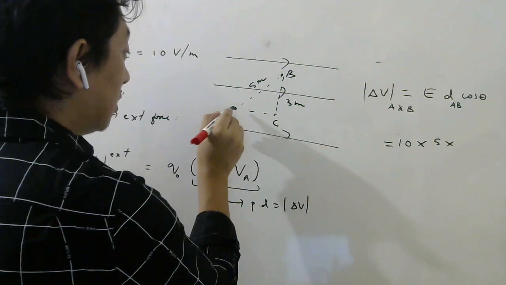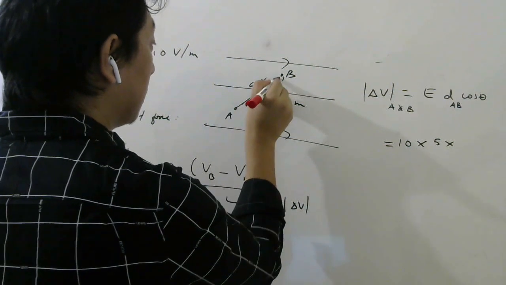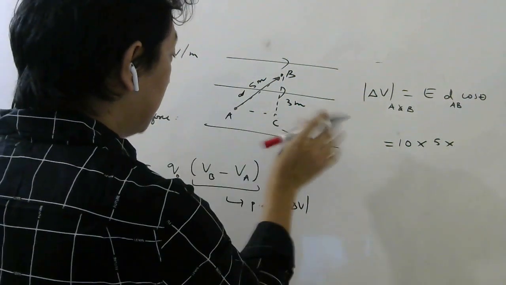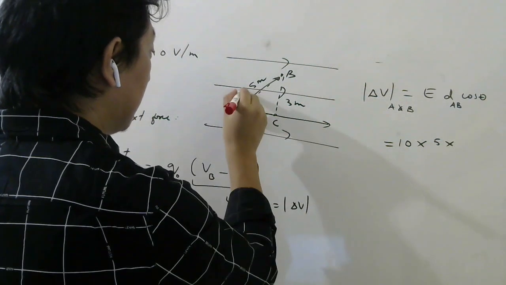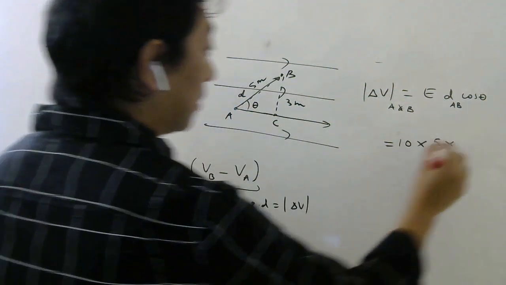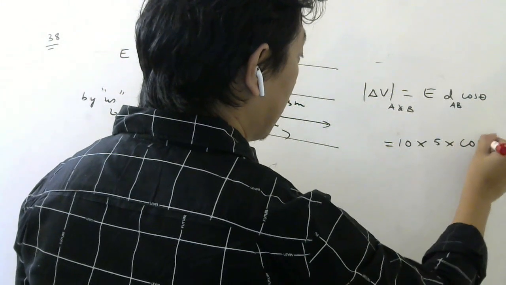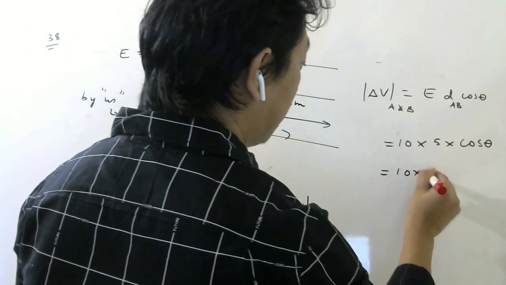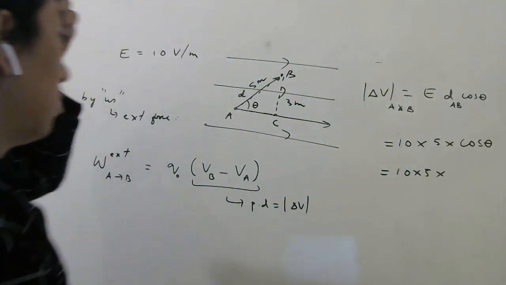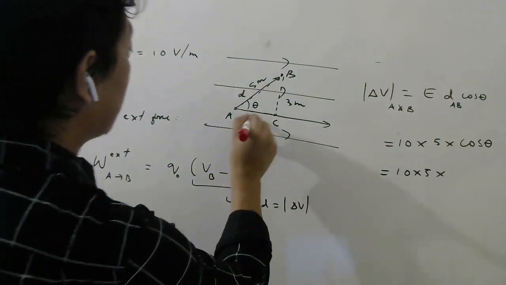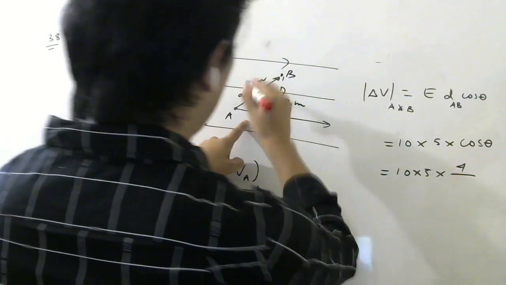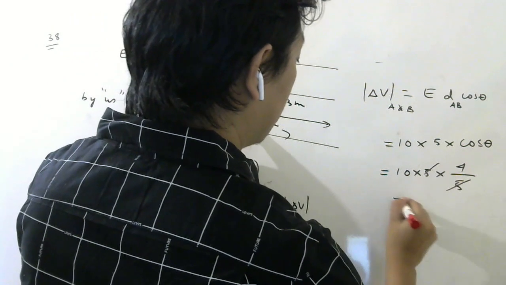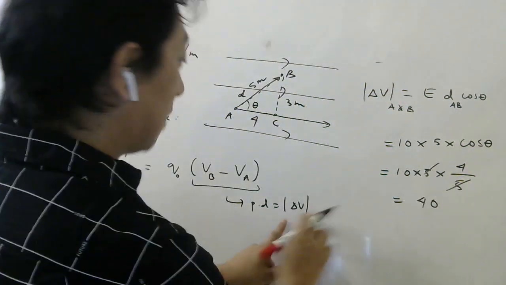Cos theta. Now displacement is here, electric field is here. Electric field everywhere is this way. So this angle is theta, so this is cos theta. Now how to write cos theta? This is 10 into 5 into cos theta. If this is 3, this is 5, this side must be 4, and cos theta is adjacent by hypotenuse. So this is 40. So the difference I found is 40.